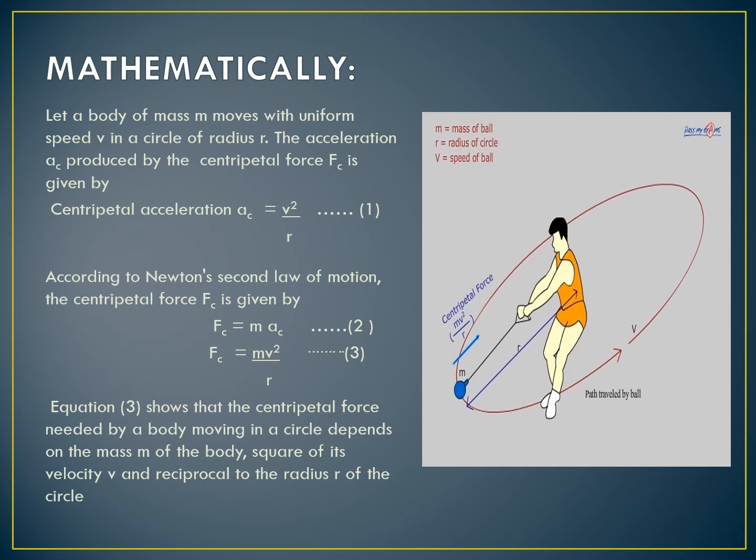This is the centripetal force of the body which is needed to move the body along a circular path, and it is directly proportional to mass and the square of the velocity and is inversely proportional to the radius of the circle.